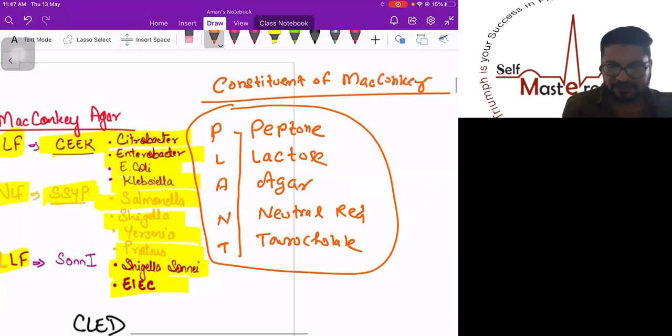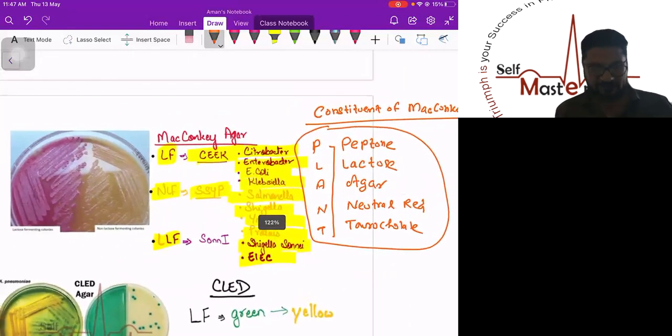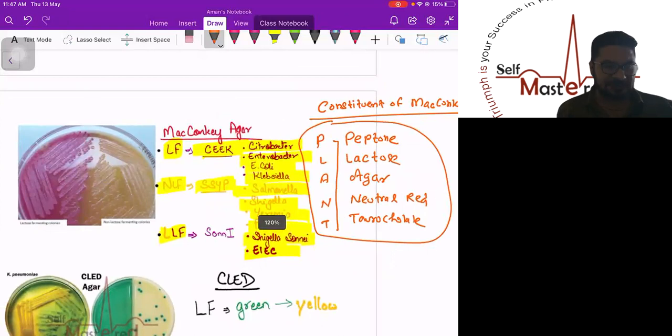So, constituent of MacConkey, remember, by plant. This MacConkey agar is generally used for the Enterobacteriaceae family, that is E. coli and Klebsiella.